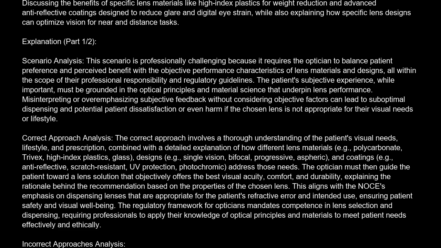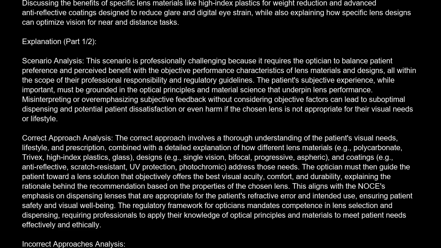This aligns with the NOCE emphasis on dispensing lenses that are appropriate for the patient's refractive error and intended use, ensuring patient safety and visual well-being. The regulatory framework for opticians mandates competence in lens selection and dispensing, requiring professionals to apply their knowledge of optical principles and materials to meet patient needs effectively and ethically.